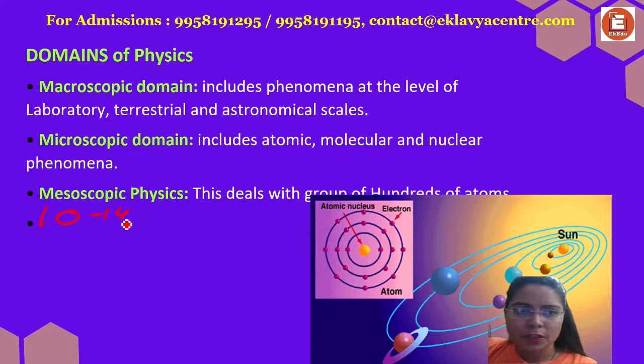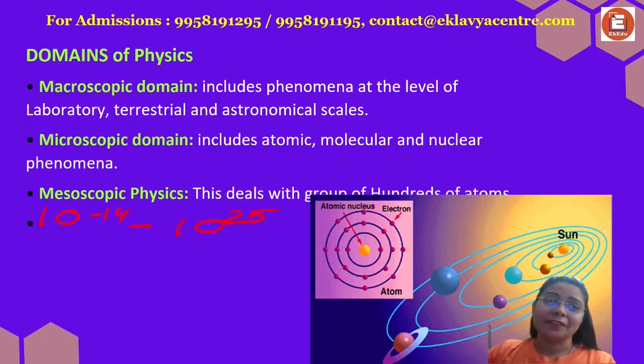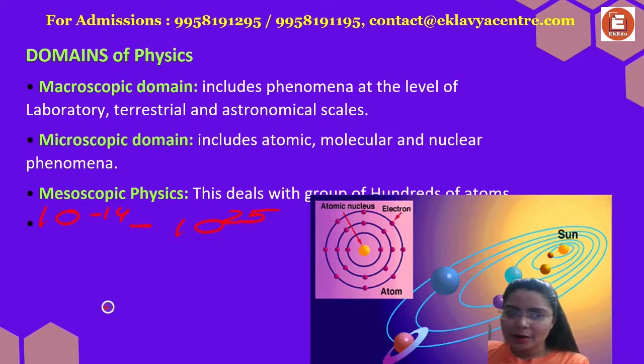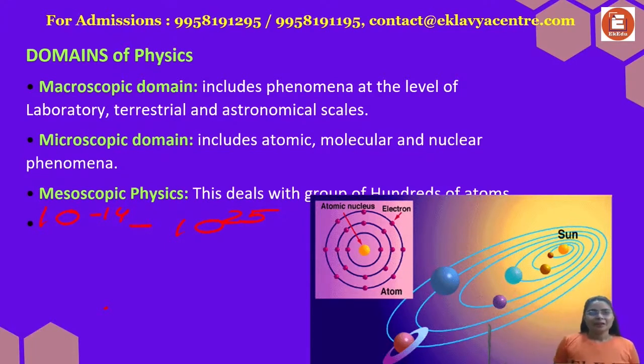10 to the power minus 14 to 10 to the power 25. It's a huge range. It's just like touching a dot and after that reaching the whole world. That means the concept started from the smallest particle ever will be included in physics, and the concept ends at the universe, the astronomical scales, the astronomical unit, the light year, the parsec, everything included in physics. That's why we have divided them.